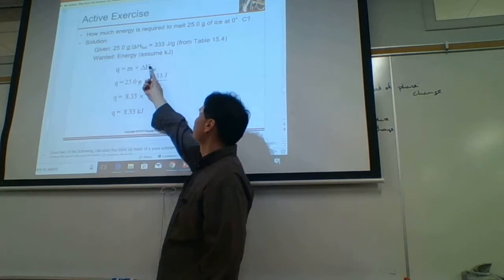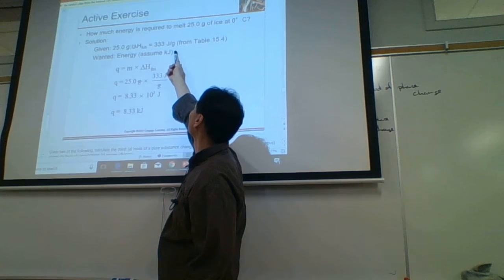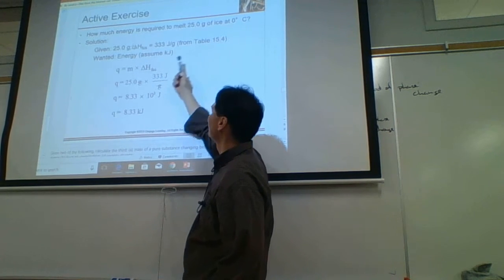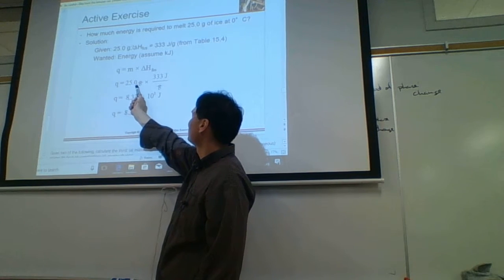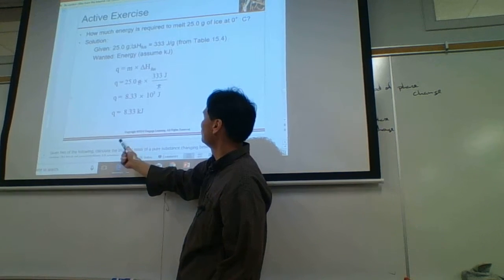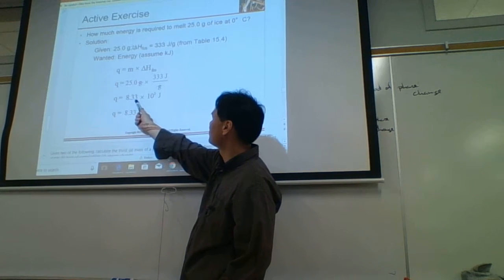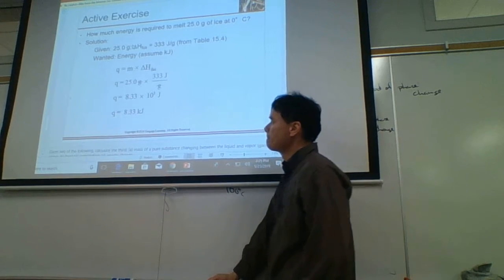We look up delta H of fusion in the book, and it's 333 joules per gram. This is from table 15.4. And so I'll plug it in. The amount, 25.0 grams. Delta H of fusion, 333 joules. That gives us 8,330 joules, or 8.33 kilojoules.